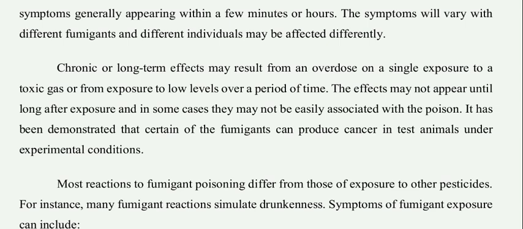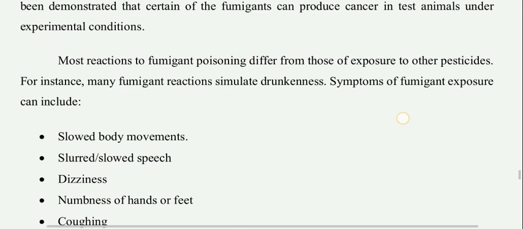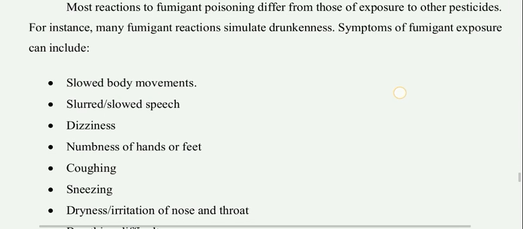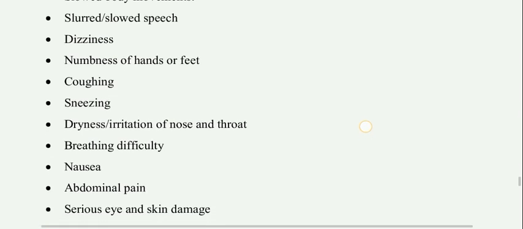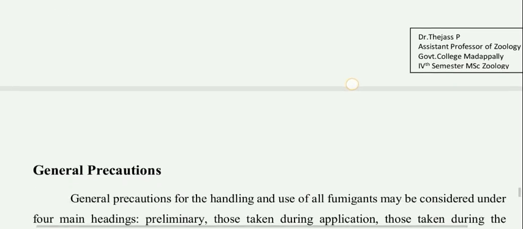The effects may not appear until long after exposure, and in some cases they may not be easily associated with the poison. It has been demonstrated that certain of the fumigants can produce cancer in test animals under experimental conditions. Most reactions to fumigant poisoning differ from those of exposure to other pesticides. For instance, many fumigant reactions simulate drunkenness: slowed body movement, slowed speech, dizziness, numbness of hands or feet, coughing, sneezing, dryness, irritation of nose and throat, breathing difficulty, nausea, abdominal pain, serious eye and skin damage.